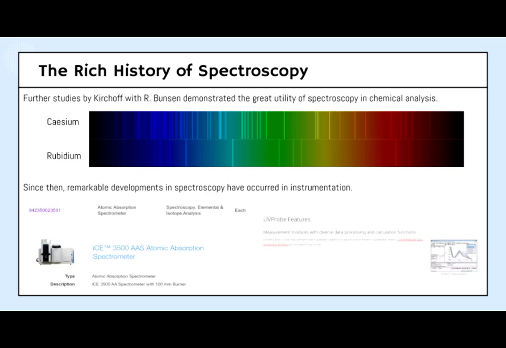But moving on, further studies by Kirchhoff and Bunsen demonstrated the great utility of spectroscopy in chemical analysis. By systematically comparing the sun spectrum with a flame or a spark spectra of salts and metals, they made the first chemical analysis of the sun's atmosphere. Also, in 1861, they discovered two alkali metals, cesium and rubidium.